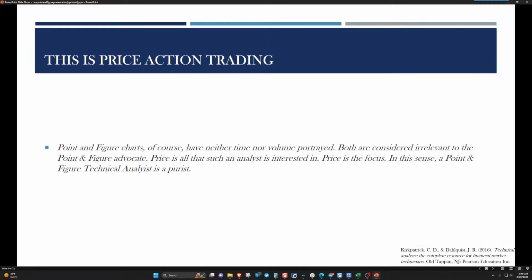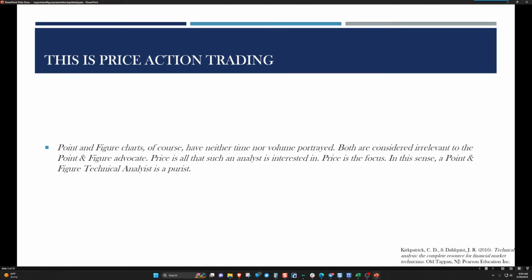This is from Kirkpatrick and Dahlquist's book Technical Analysis, the third edition, maybe second edition, I don't remember. What they wrote is that point and figure charts have neither time nor volume. They're considered irrelevant to the point and figure advocate. Price is all that the analyst is interested in. In this sense, a point and figure technical analyst is a purist, and that's very true.